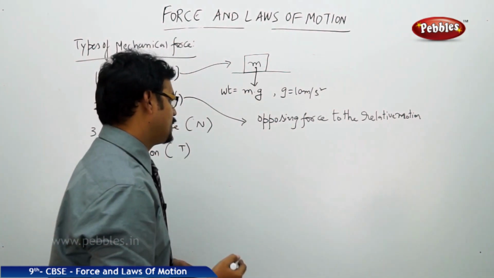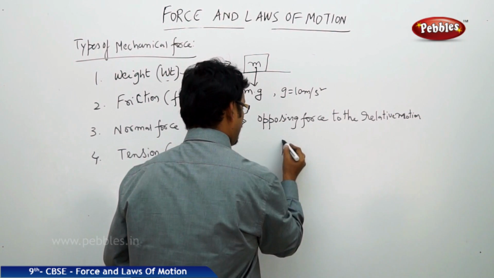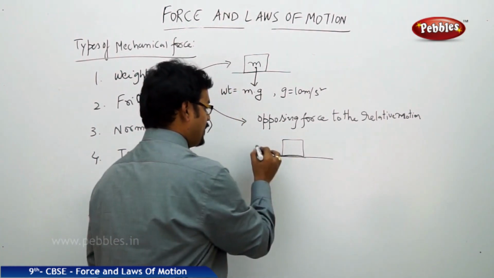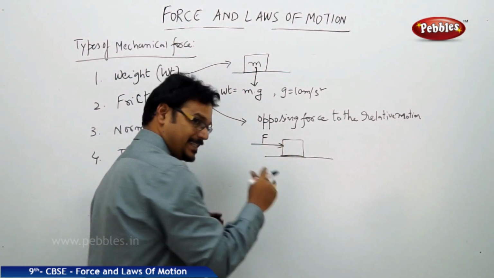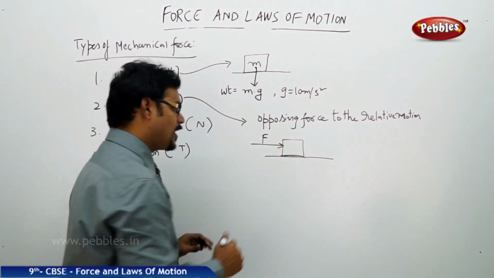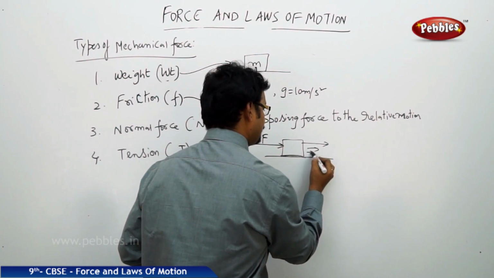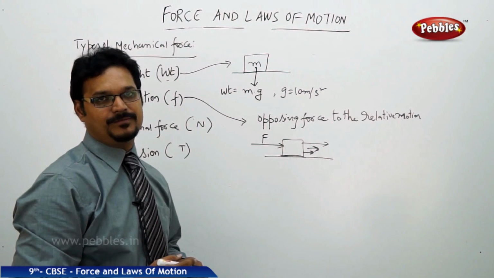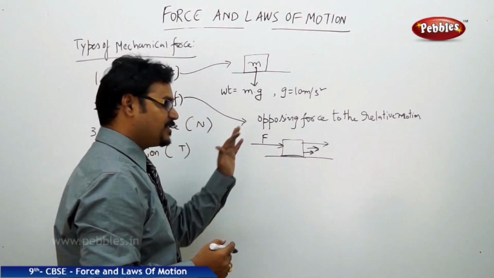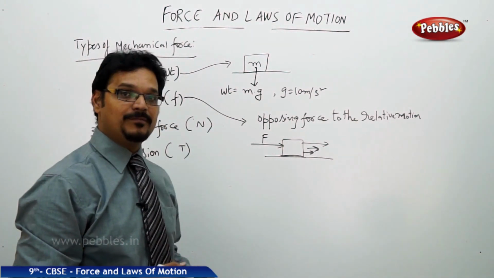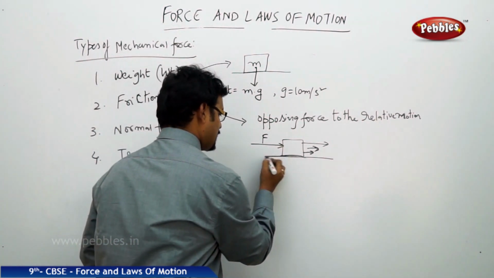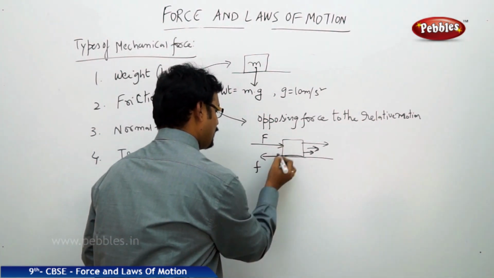How? See, a block is at rest, but if you apply sufficient force on the block, the block is in motion. The block is in motion because you apply sufficient force, but after some time the block comes to a stop. Why? Because there is a frictional force between the block and the surface. So here the friction makes the body stop.